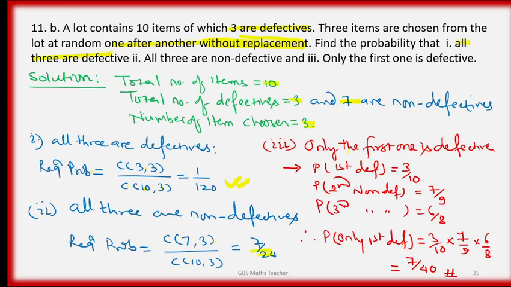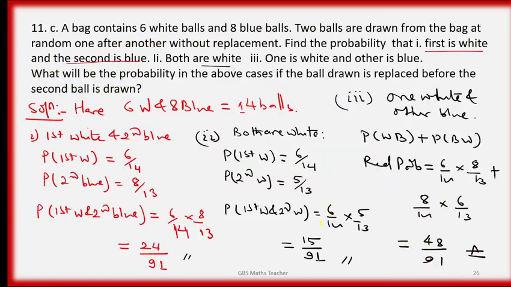And the third one is only the first one is defective. First one is defective is 3 by 10. Second one is non-defective, given first already occurred, 7 by 9. And first and second already occurred, third one is non-defective, that probability is 6 by 8. The only first defective probability is, it is a very important part, 3 by 10 times 7 by 9 times 6 by 8, like a tree diagram. You can find that 7 by 24 is the probability of this.